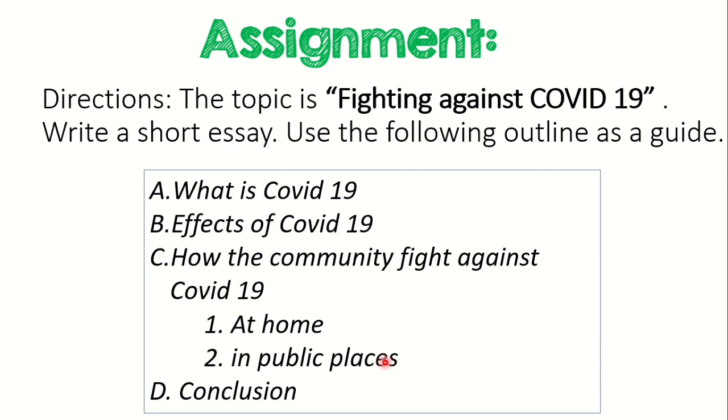Okay, for your assignments. Directions. The topic is fighting against COVID-19. Write a short essay. Use the following outline as a guide. What is COVID-19? Effects of COVID-19? How the community fights against COVID-19 at home, in public places, and your conclusion.